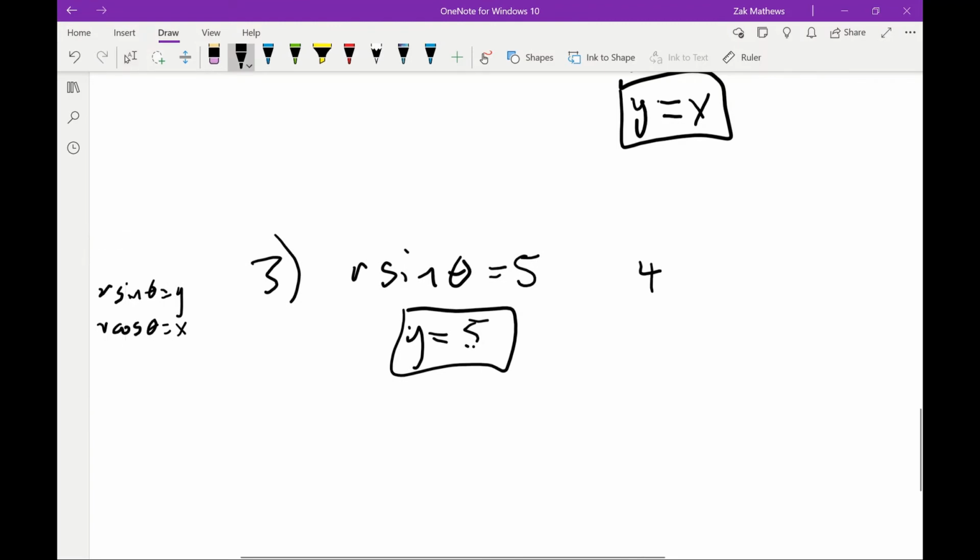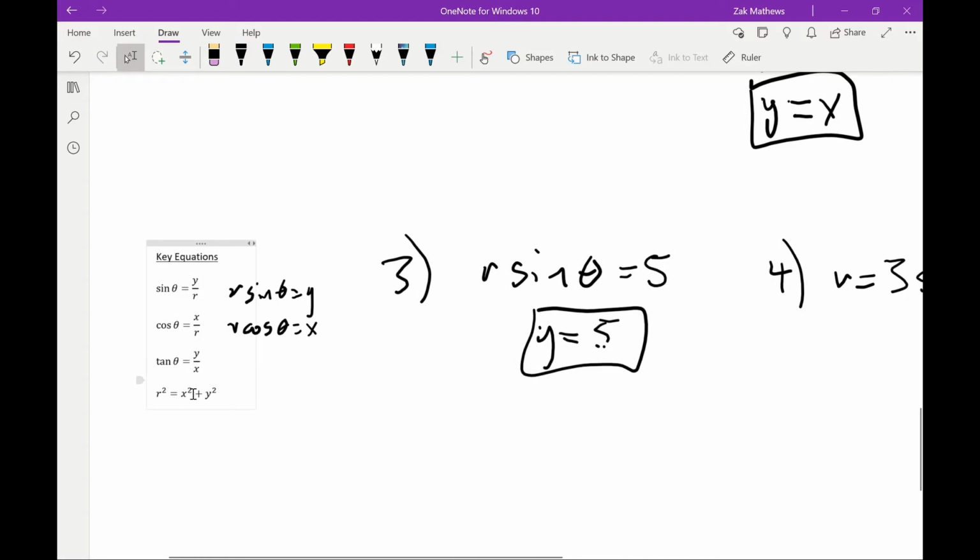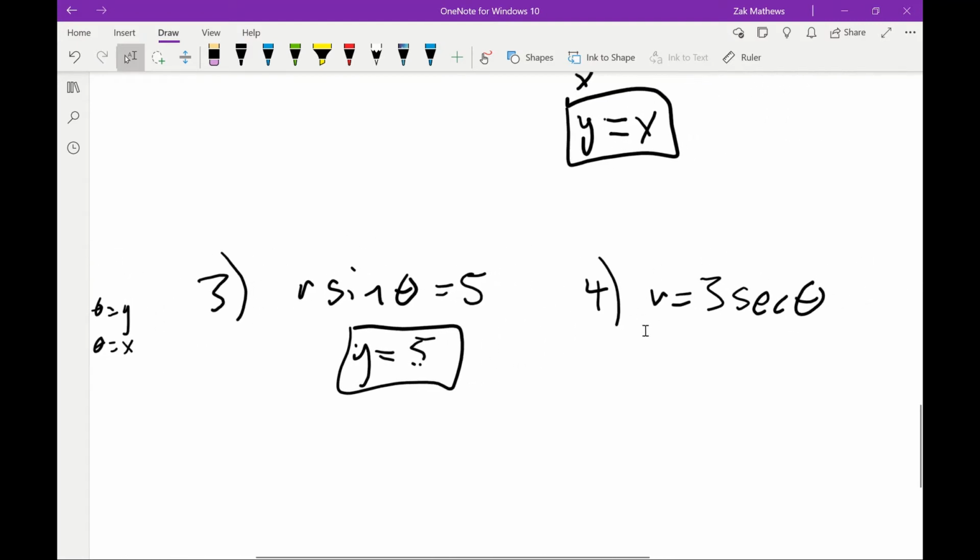Let's take r equals 3 secant theta. All right, well now we got a problem because I don't have any secants in my list. I have sines, cosines, tangents, no secants. I see that I have an r and a theta, but really I'm not concerned about that for right now. What I want to do is get rid of that secant theta. And I know that I can write secant as 1 over cosine. So let's start there. That's looking better.